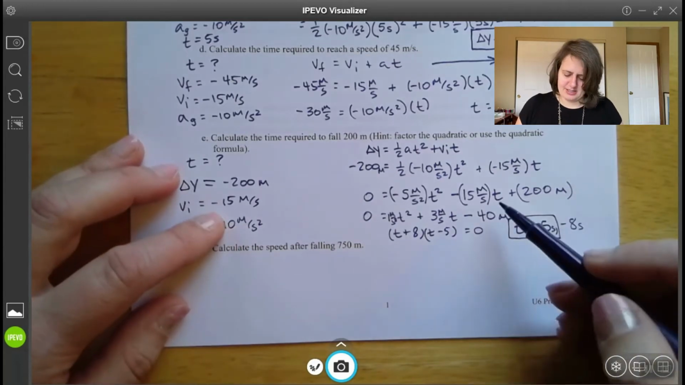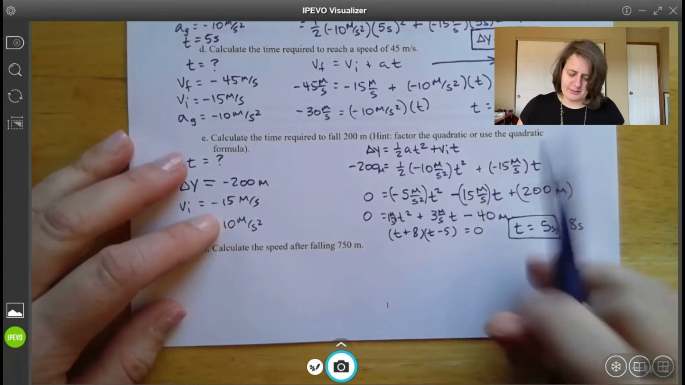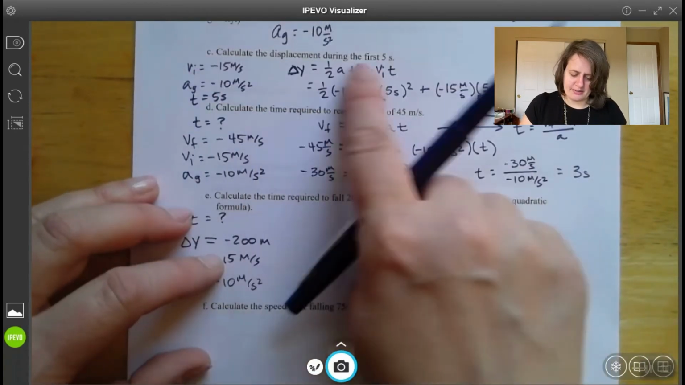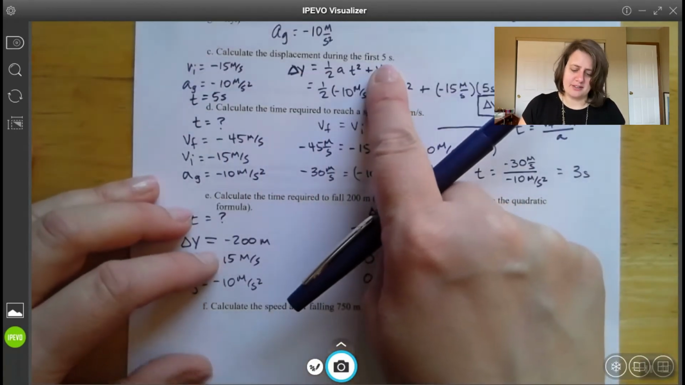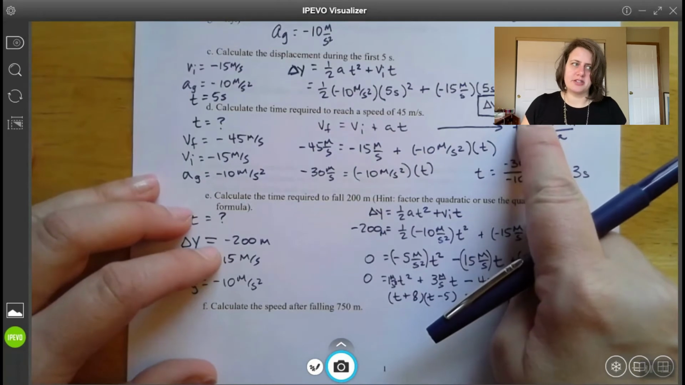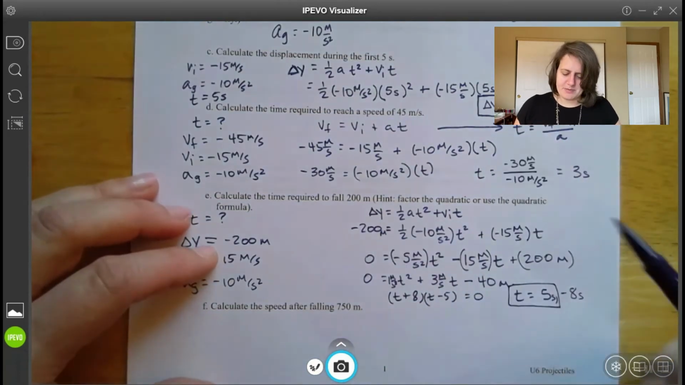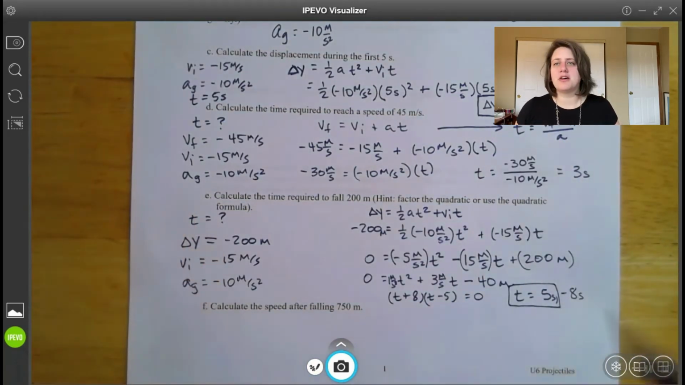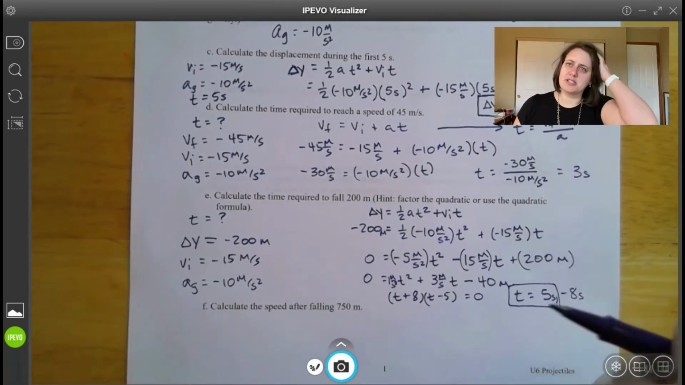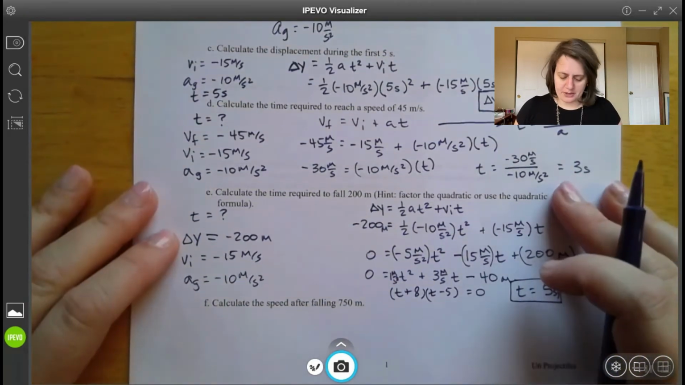Guess what? If we were paying attention, that's what we calculated up here in part C. What's the displacement during 5 seconds? Well, at the end of 5 seconds, we've traveled 200 meters. Pretty cool. So if you notice things like that, your numbers should always agree. You shouldn't get different numbers just because it's a different place on your homework sheet.